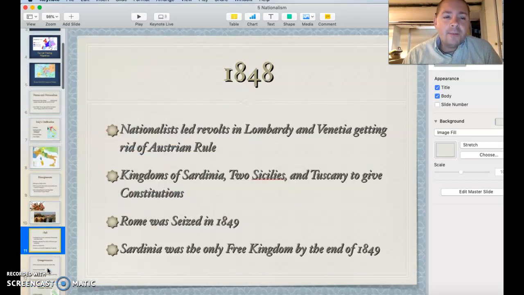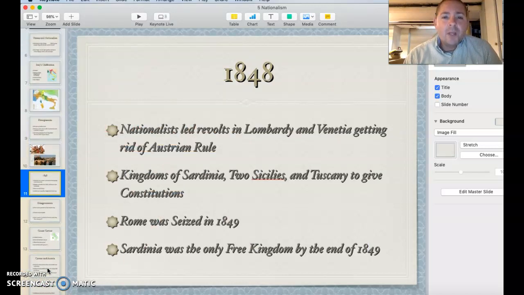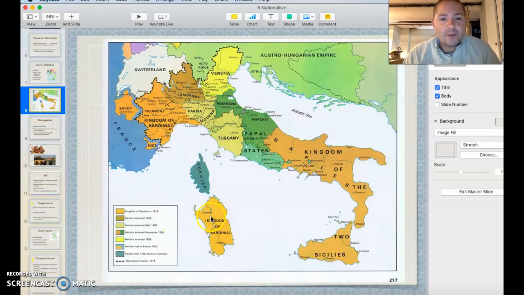So when it comes to 1848, there are small revolutions that pop up throughout Italy to try and get the others out, right? The Austrians out, the French out. And it is unsuccessful in some places, it is more successful in others. But the first place to become independent is a place called Sardinia.